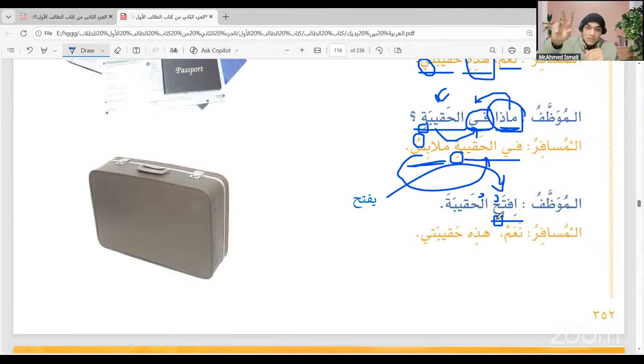But in the original it should be with سكون, but we just make it with كسرة because you have another سكون after it, so we couldn't make them meet, because in Arabic we don't allow that. So افتح الحقيبة. But if you just say open alone, you say افتح with سكون. But if you say them together, you say افتح الحقيبة with كسرة. Got it?